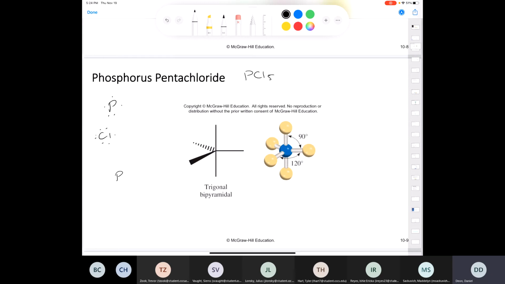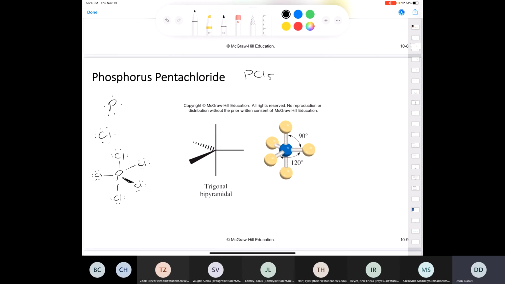If I want to show those five chlorines getting as far away from each other as possible, I'll draw two on the two extremes, or the poles as I was calling them. And then for the three in the middle, the equatorial positions, I'll draw one going in the back like this. And if you're wondering, hey, Mr. Dio, does it matter if I draw it on the left? Could I draw one going back like this, and draw the other one coming out in front like that? Yeah, no problem. Either way is totally fine.